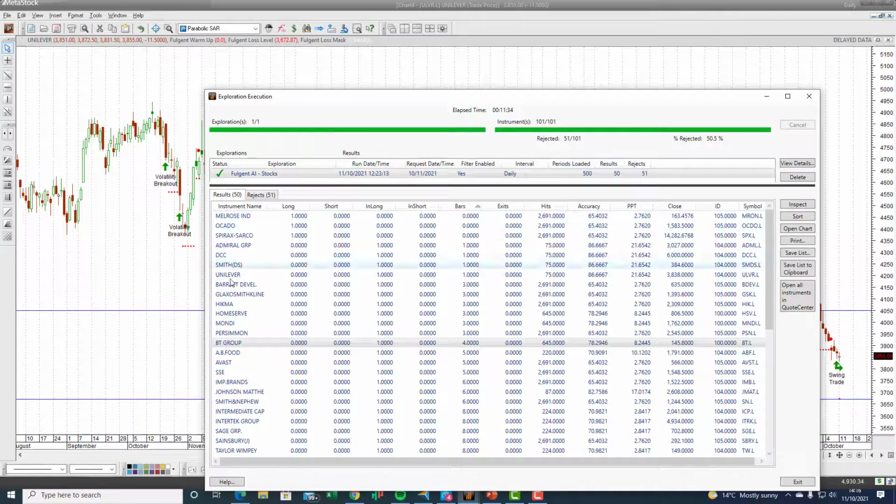Now Unilever, let's drag this across. Unilever is over here. This AI is 104, which is a classic swing trade, but on Unilever, for example, it only really occurs 75 times in the testing period. It's quite a low number, but it's 86% accurate, and 21% average profit per trade. So you can see this is a highly profitable but very infrequent trade setup on Unilever.